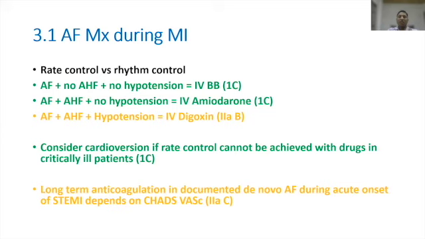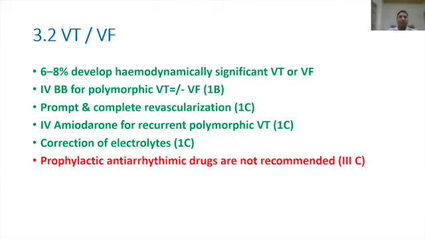Long-term anticoagulation in documented de novo AF during acute onset of STEMI depends on the CHA2DS2-VASc score. So depending on the score, if you have 2 or more, you may think about starting anticoagulation management. The second thing you should know is VT and VF.